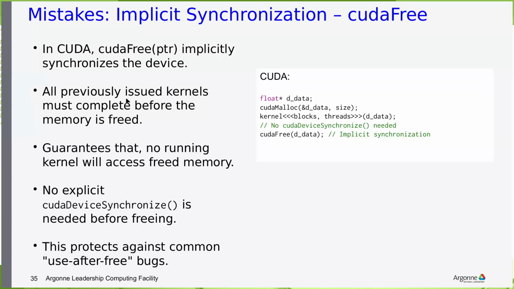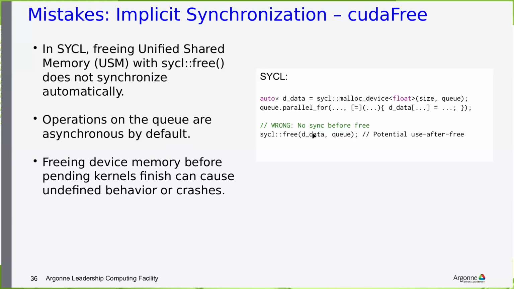All the kernels that previously used the memory will be done. It guarantees that no running kernel will access the freed memory later. The bottom line is you don't use that memory once it is freed. That's the goal of having an implicit synchronization behind the scenes. On the SYCL side, you don't have such a synchronization. If it is a free, it's a free. It does not matter whether the particular memory is being used or not.